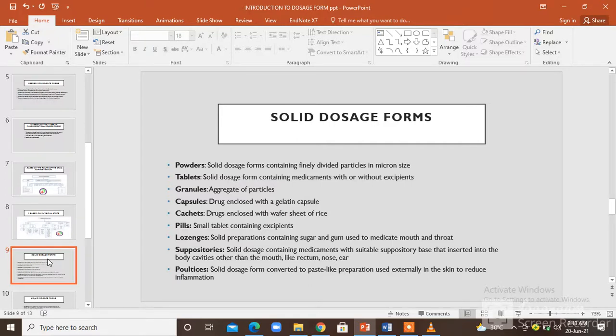And poultices are the solid dosage form that are converted to paste-like preparation and are used externally on the skin to reduce the inflammation.